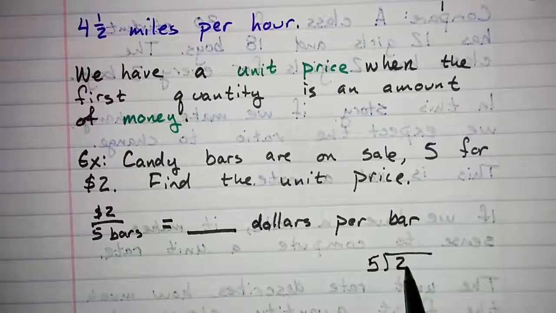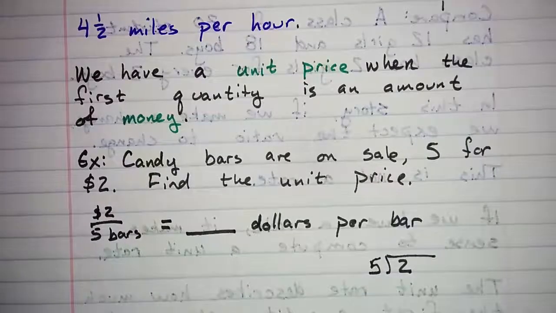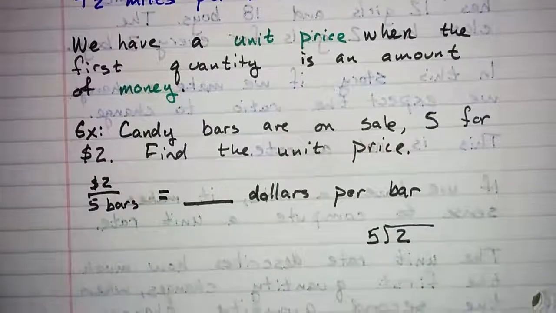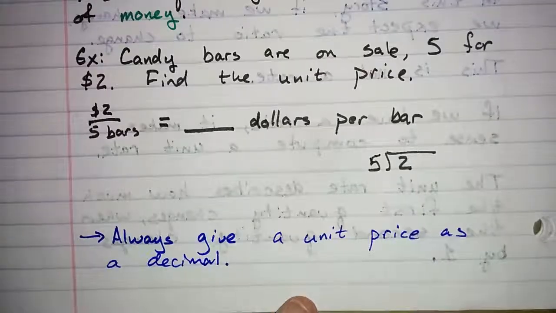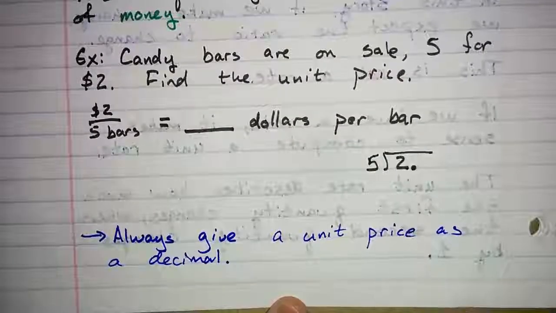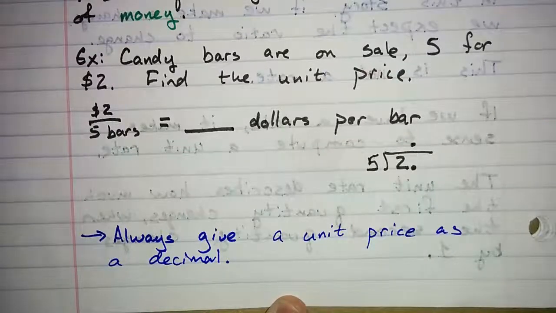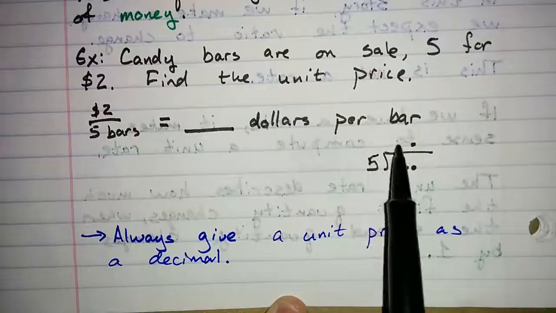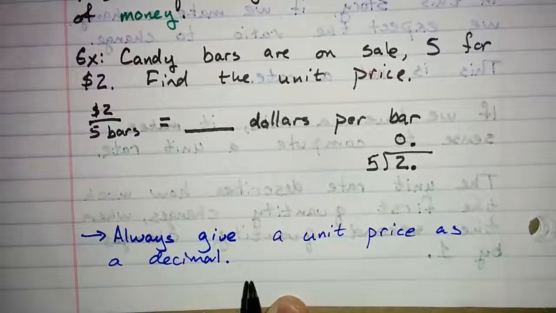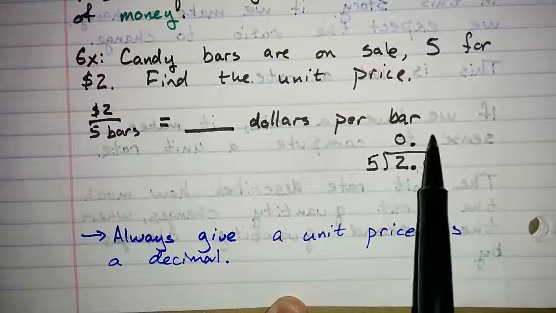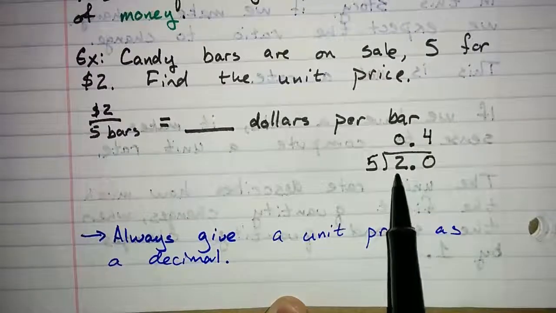5 into 2. Do we like to express money as fractions? No, we like to express money as decimals, don't we? So let's see. Decimal point in 2 just comes at the end. Decimal point in my answer goes up here. 5 goes into 2 0 times. I add in a trailing 0. 5 goes into 20 4 times.